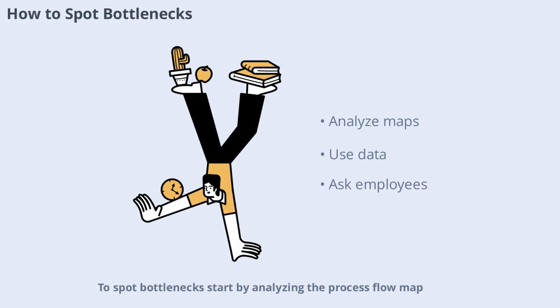To spot bottlenecks, start by analyzing the process flow map. Look for steps where work accumulates, wait times increase, or resources are consistently overburdened. Data analysis can also help, revealing patterns of delay or inefficiency. Engaging frontline employees often uncovers hidden issues that aren't obvious from the map alone. Once identified, bottlenecks should be prioritized for improvement to maximize the impact on overall performance.